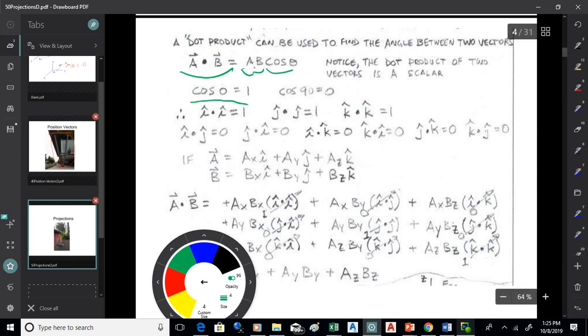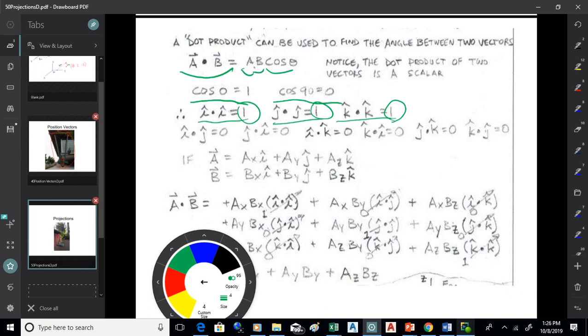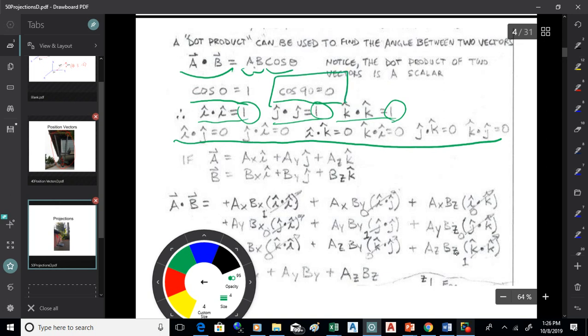Also notice that the cosine of 0 is 1, the cosine of 90 is 0. So if you dot two like unit vectors together, they have magnitudes of 1. If you dot i, j, and k, what you get is 1 for the answer, because they make a 0-degree angle with each other. If you dot two unlike unit vectors together, they make a 90-degree angle. So anytime you dot two unlike unit vectors together, you get 0, because they're 90 degrees apart, and the cosine of 90 is 0. All right?